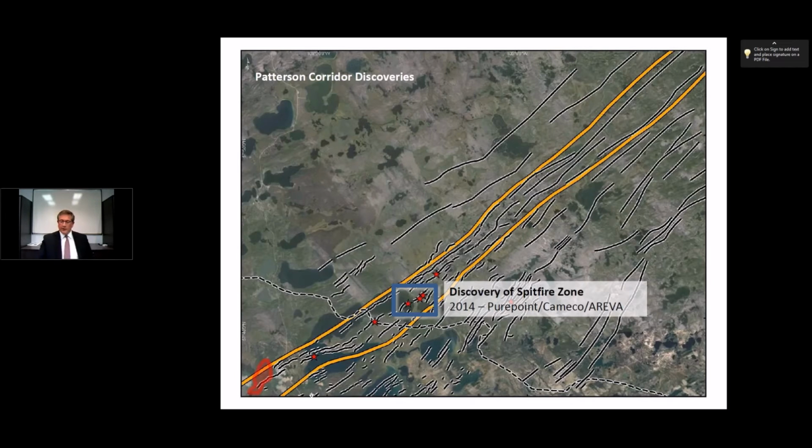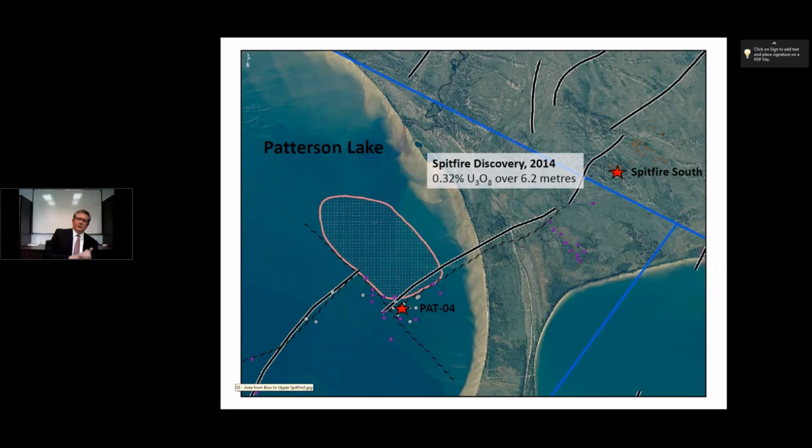I want to focus in on that box for a moment just to show you what we were looking for at the time. Here you see the Spitfire discovery, 0.32% over 6.2 meters. In fact, what we were doing at that time was following up on PAT04, which was the SMDC find down to the south there. What we knew was that conductor, that structure, if you will, was mineralized, and it was that mineralization that we were following up on when we were doing our drilling there in the north on that conductor.